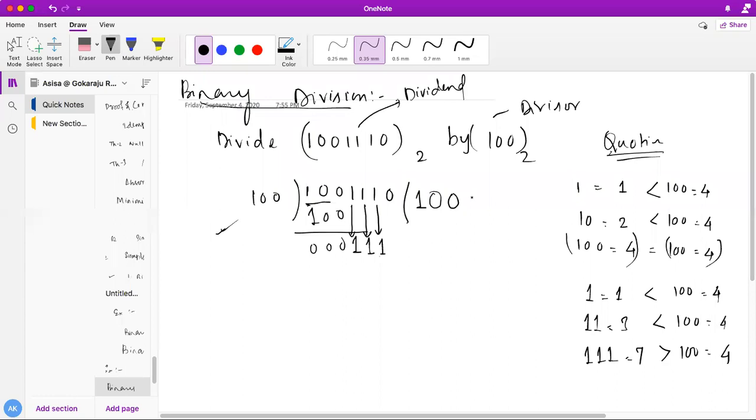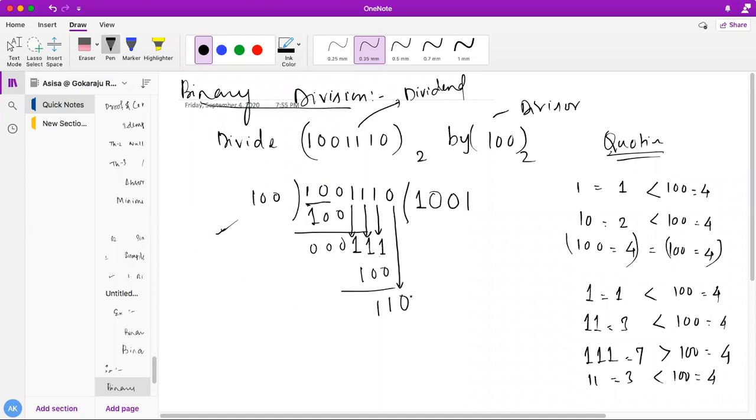So 100, I can again see this is actually 1. This will be your 100. So after subtraction, this is 11. See here again it's 11. 11 is 3, which is again less than 100, which is 4. So I cannot perform the division. So I can drop down one more 0 over here, 110.